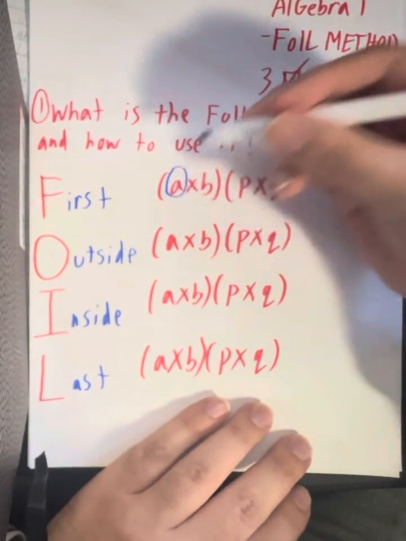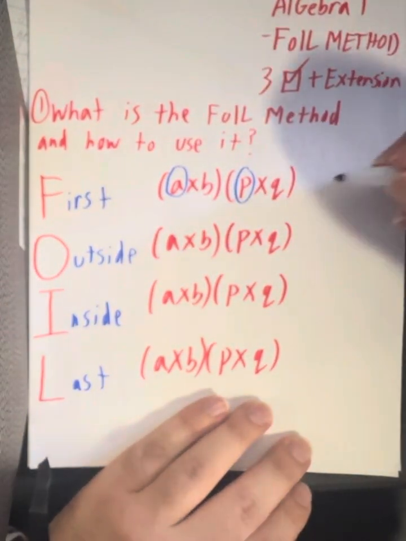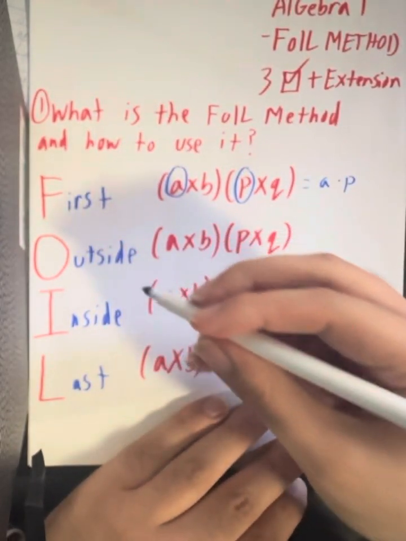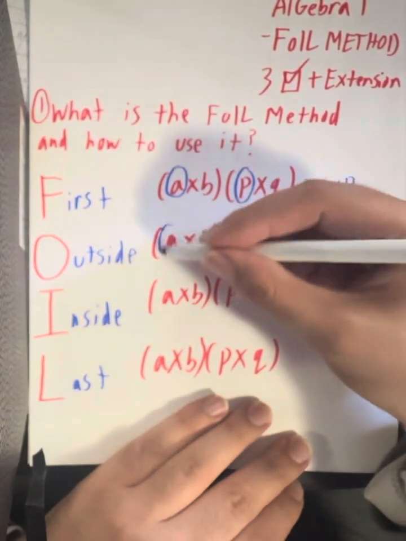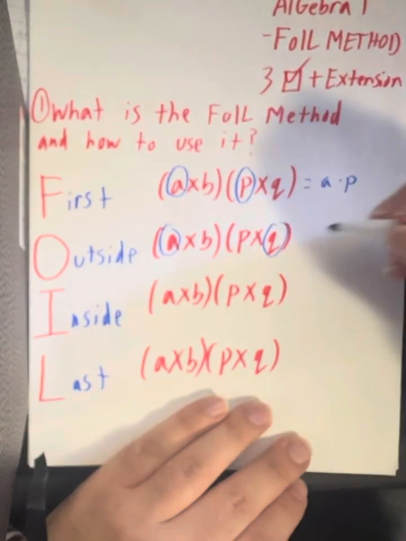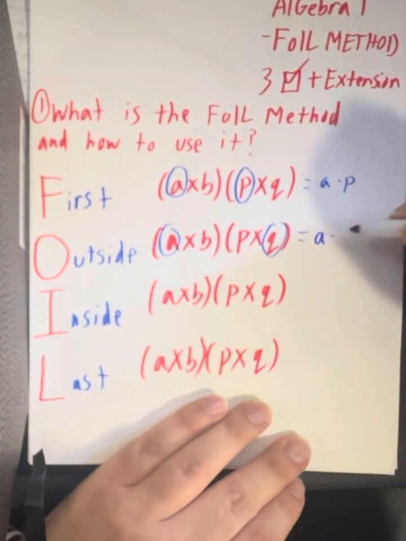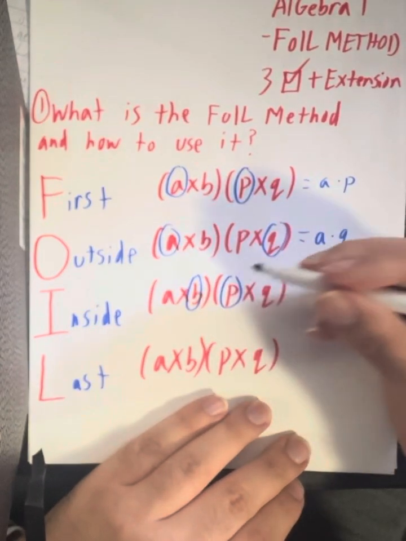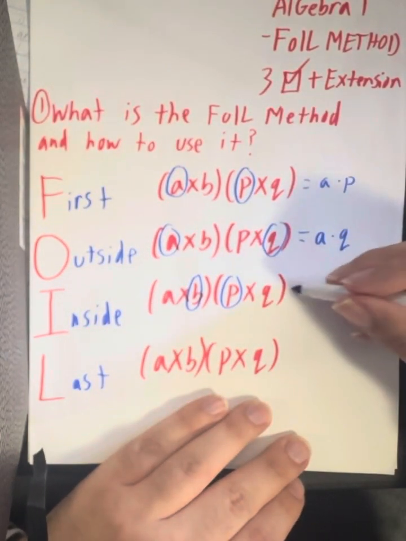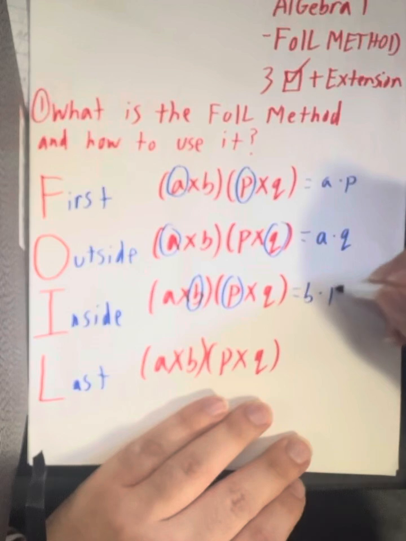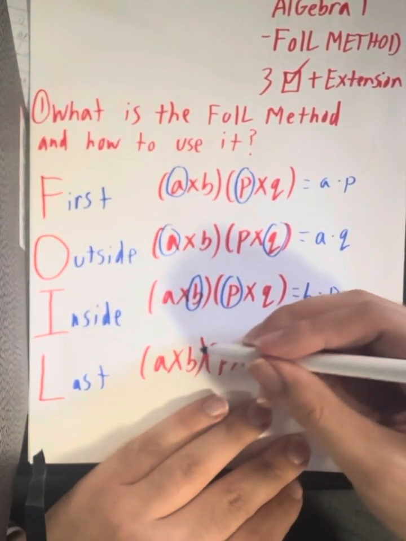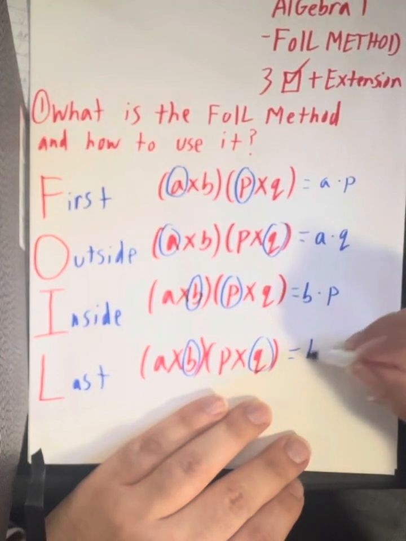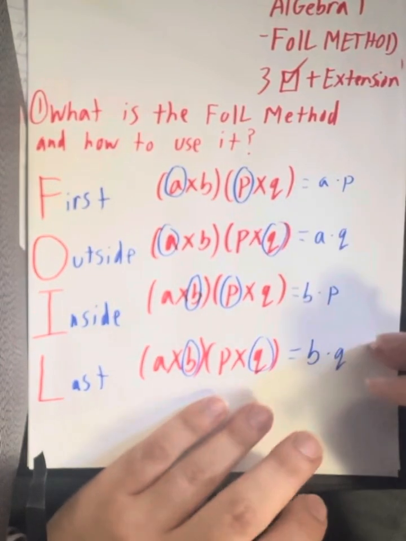For first, you would multiply A with P. So that will look like this. And for outside, we're going to go ahead and multiply these two values, so you get A times Q. Now inside, multiply the inside, and then you get B times P. And then last, you multiply last, which would be that. You get B times Q.